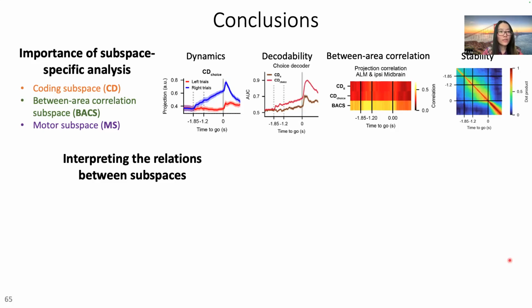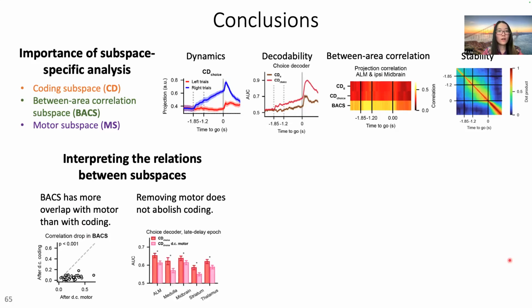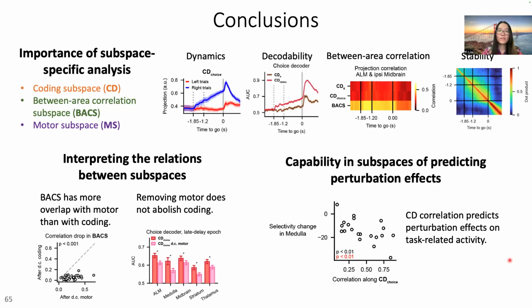We then tried to interpret the relations between subspaces. Specifically, we found that BACS has more overlap with motor than with coding. And we also found that removing motor does not abolish coding. Finally, we looked into the capability in subspaces of predicting perturbation effects. We found that CD correlation predicts perturbation effects on task-related activity.